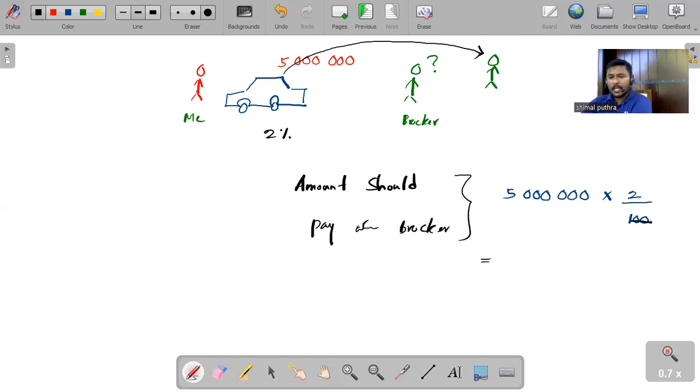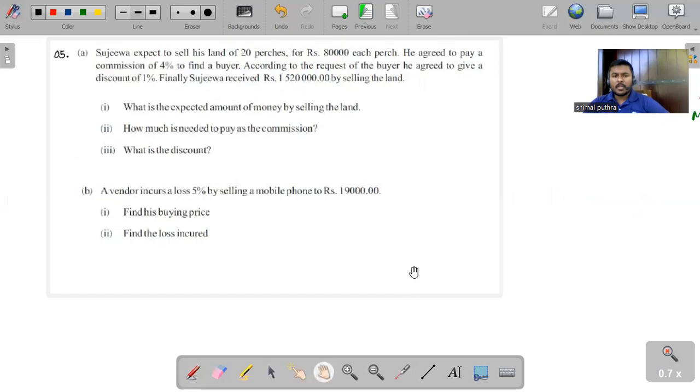Then the zeros and zeros are cancelled. 5 into 2, this is just 10, and then the zeros. Then I have to pay 1 lakh. That means 0.1 million, or 1 lakh, to the broker. That's what happens with the broker. Normally we call this commission. The amount that we are going to pay the broker, we call commission. Let's come to the question.